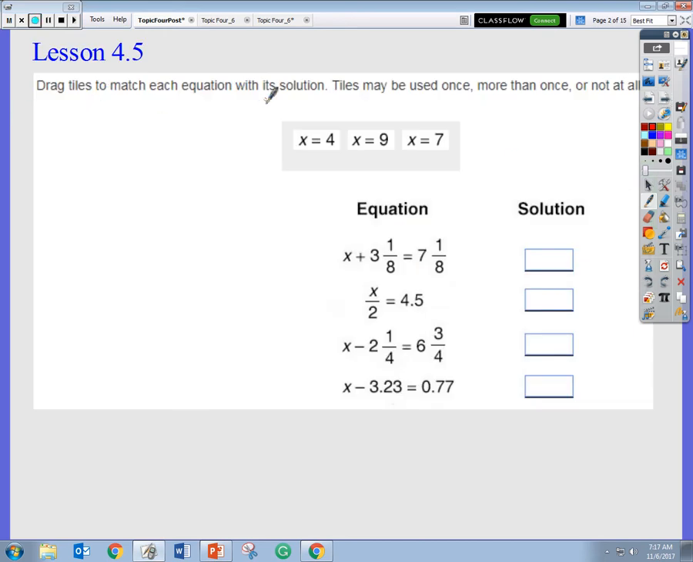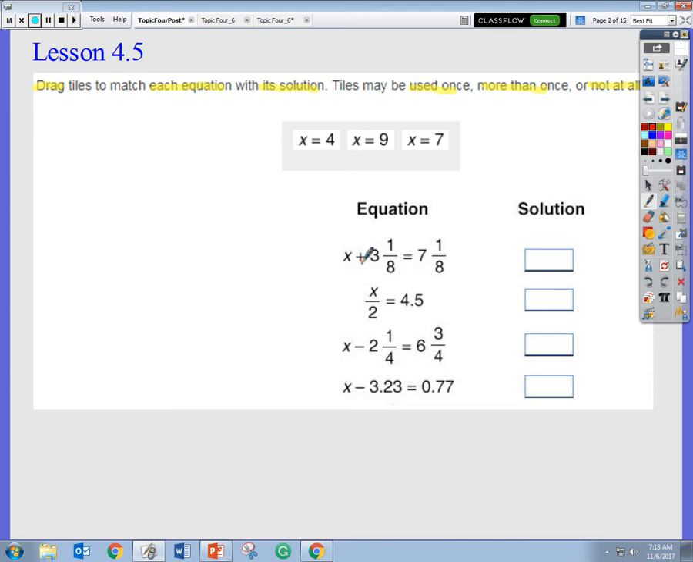Drag tiles to match each equation with its solution. Tiles may be used once, more than once, or not at all. Okay, verb here is drag. What am I dragging? Tiles to match each equation with its solution. Tiles may be used once, more than once, or not at all. Well, let's take a look. We're given x could equal 4, x could equal 9, or x could equal 7. We're given the equations. Now the solution would be one of these tiles.